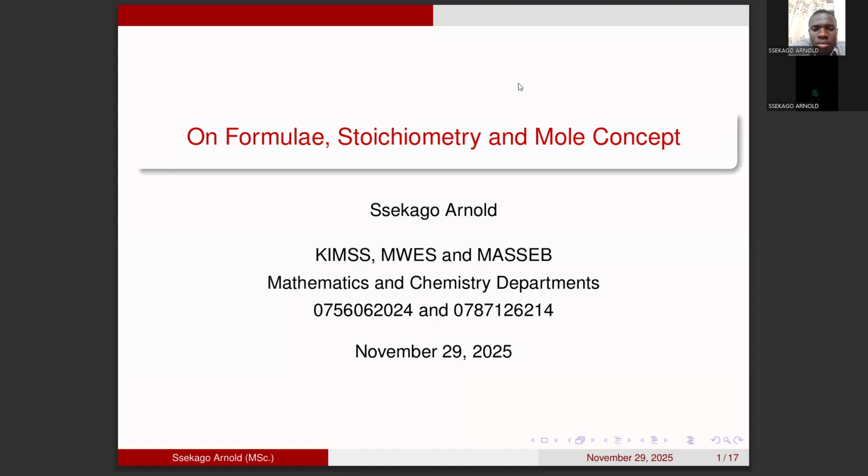I had introduced this section and I had left an activity behind, which was on calculating RFM, determining number of particles, calculating moles, and determining weights. So we are going to go through some of those questions in this tutorial.